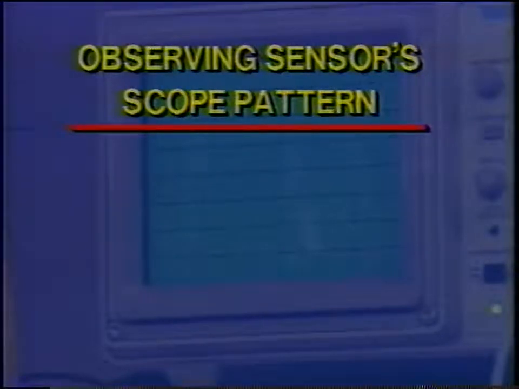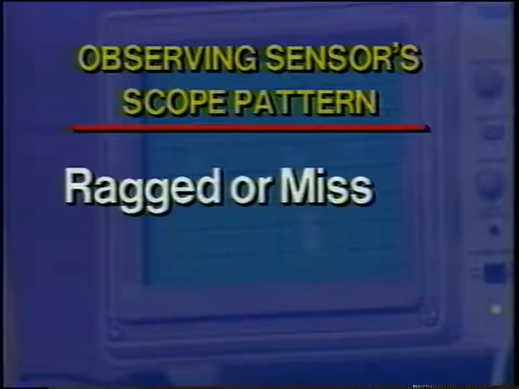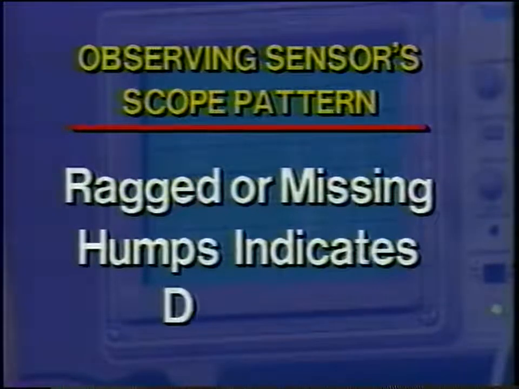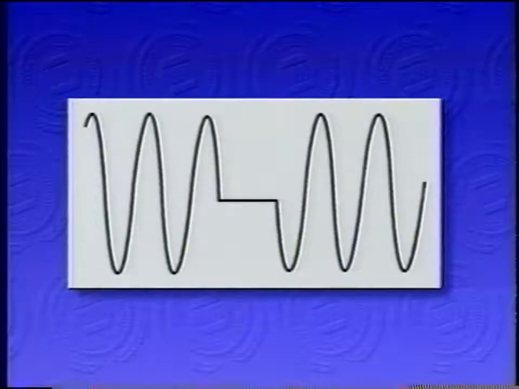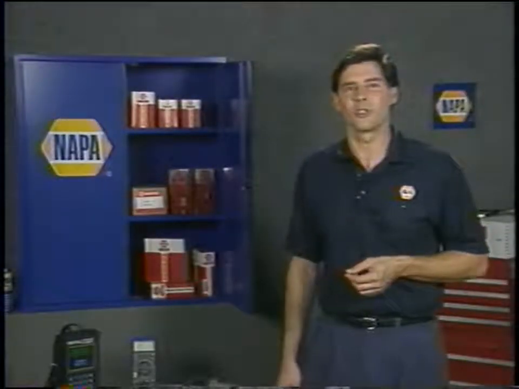Observing a sensor scope pattern will also tell you if there's a problem with the signal's profile. A wave pattern that is ragged or has missing humps would indicate a damaged sensor ring with missing or broken teeth. So a scope can reveal a lot of information very quickly about the performance of the wheel speed sensors.